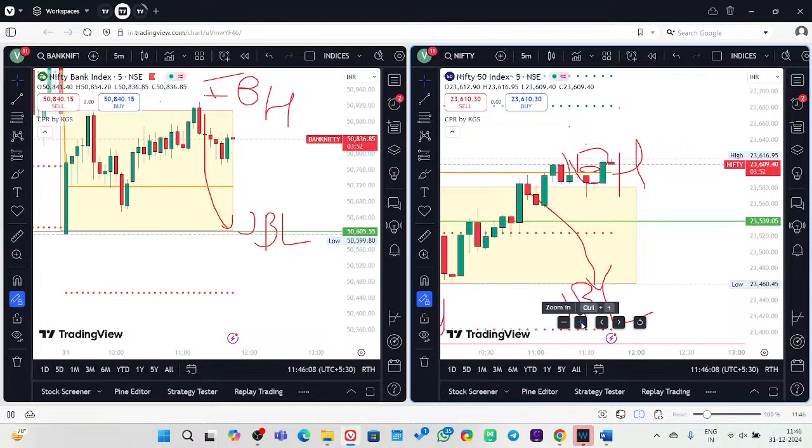Nifty wants to move up. Bank Nifty is still in the bearish area.